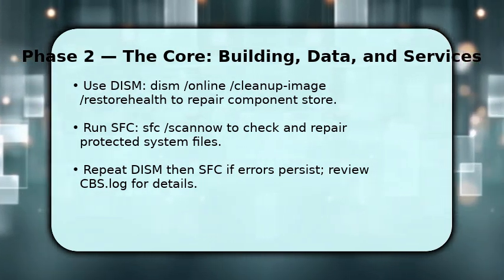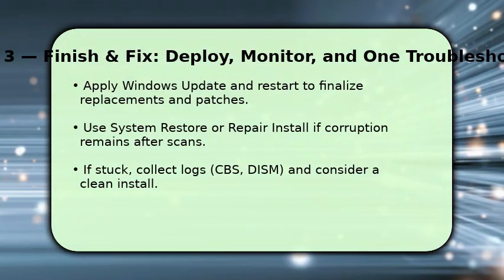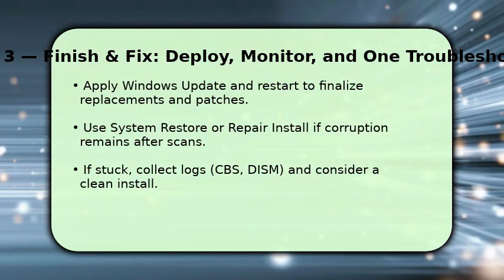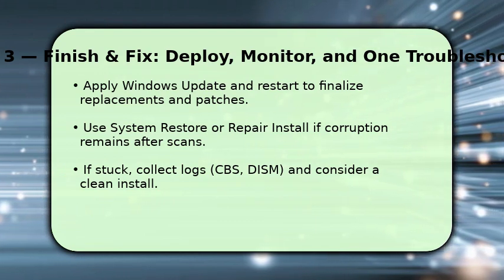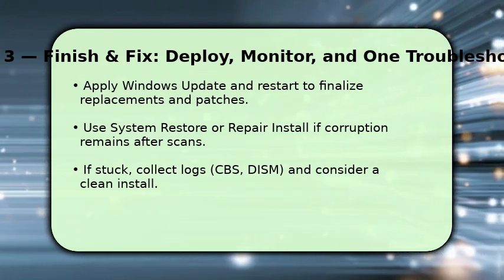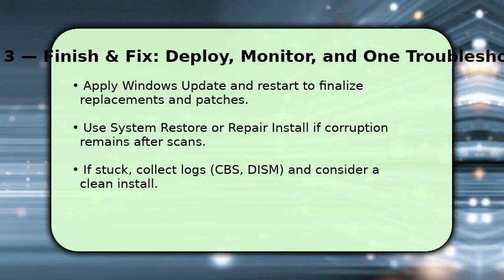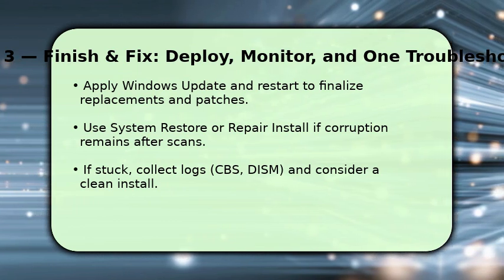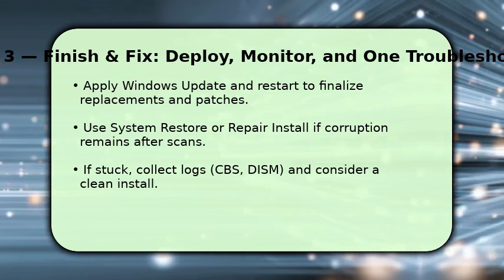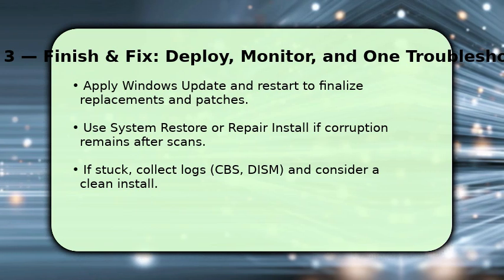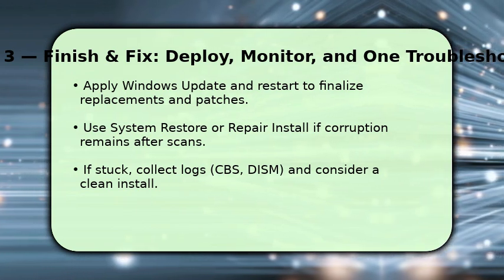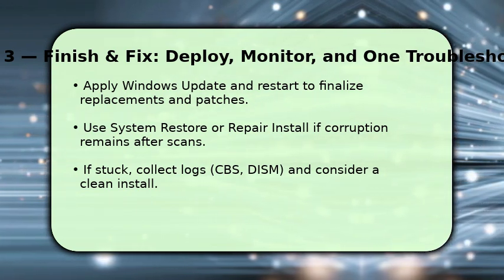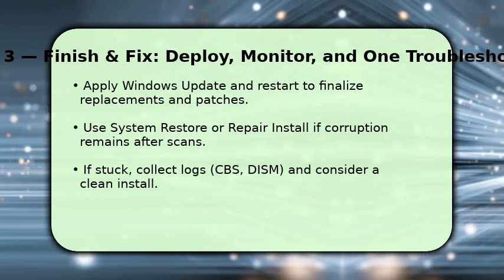You finish by applying updates and rebooting so repairs take effect. Make sure Windows Update installs any pending fixes. If corruption persists, try a system restore to a known good point or perform a repair install using the Windows 11 installation media. This preserves apps while replacing system files. If things still fail, gather CBS and DISM logs for diagnosis and be prepared to perform a clean install.